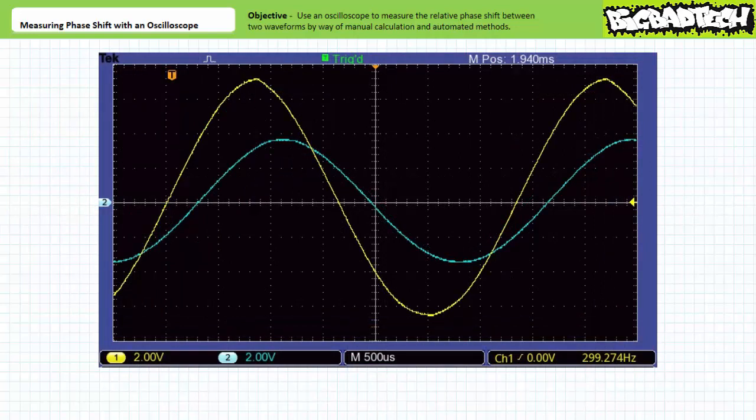To manually calculate the relative phase shift between these two waveforms, one needs to display them simultaneously. To do so, both channel 1 and channel 2 are turned on. Note both channels are displayed using a vertical sensitivity of 2 volts per division and a horizontal sensitivity of 500 microseconds per division. It is immediately evident the yellow waveform on channel 1 is larger than the similarly scaled blue waveform on channel 2 due to the properties we previously measured.